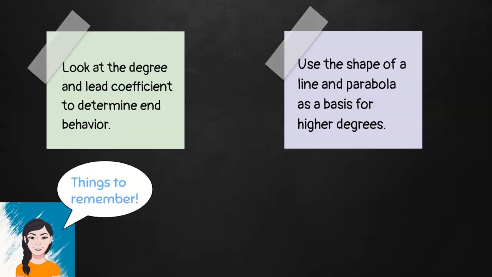Now, here are a couple things for you to remember. Remember to always look at the degree and the lead coefficient in order to help you determine the end behavior. And you can also use the shape of a line and a parabola as a basis as you're looking at higher degrees. I hope this video was helpful and that you learned how to determine end behavior of polynomial functions.